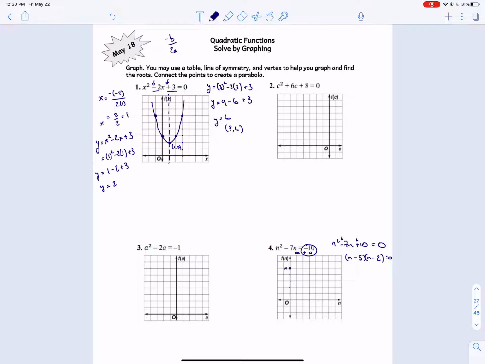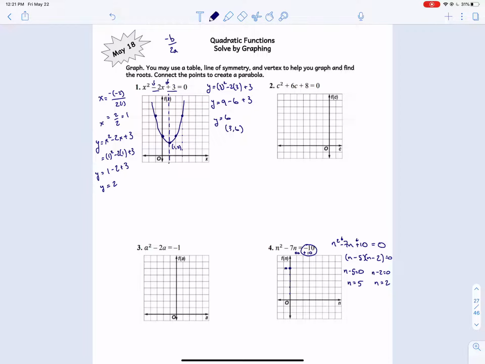So let's think about this. So negative 5 times negative 2, that's going to give us our positive 10. Then we have negative 5n, and negative 2n will give us our negative 7n. So now we split this up, and we solve it. So we have n minus 5 equals 0. I'll just show that step. n minus 5 equals 0, so n equals 5. n minus 2 equals 0, so n equals 2.